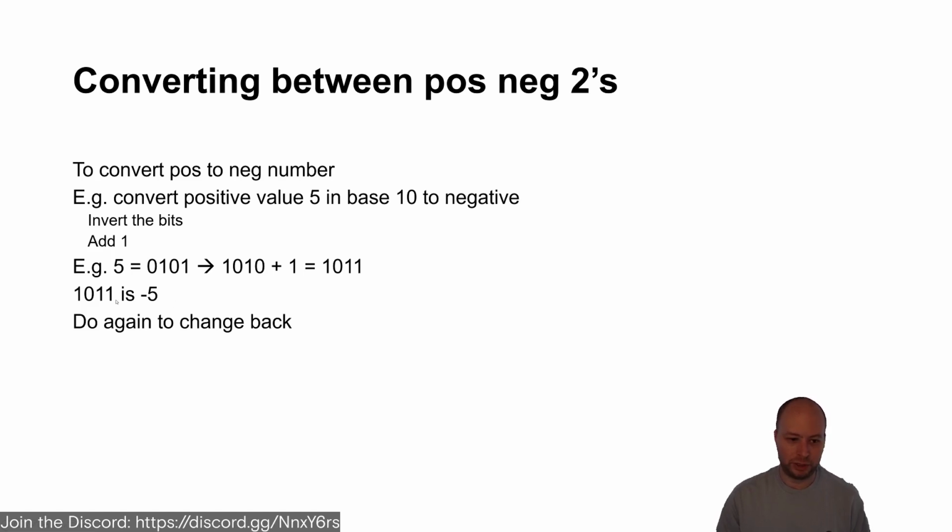So as I mentioned, if we want to convert it back, we would remove the bit, invert it, so we'd get 1, 0, 0. We would add 1 to that, and then we would multiply it by negative 1. So yeah, this is how we do the 2's complement.